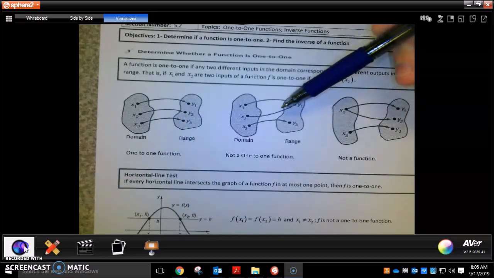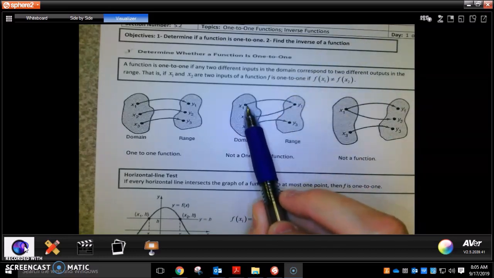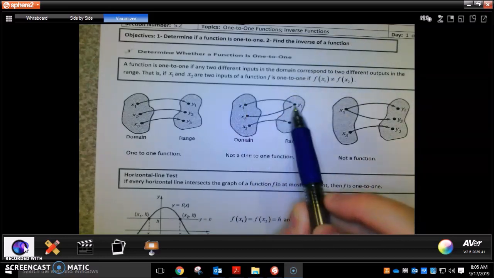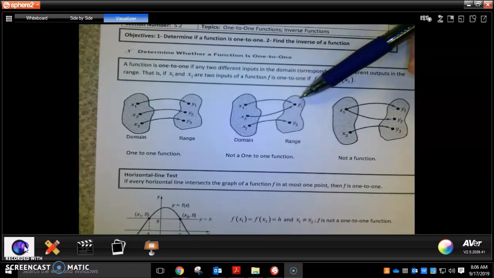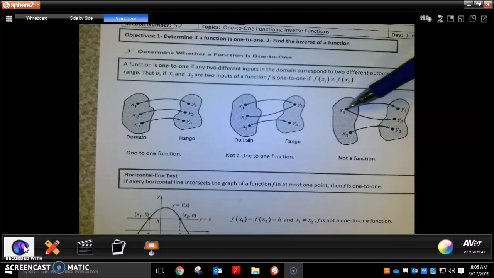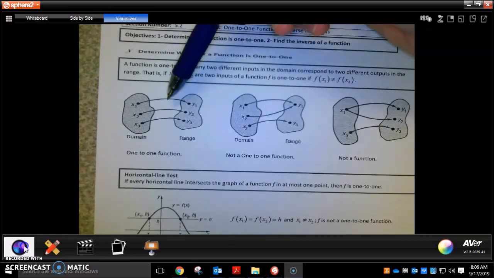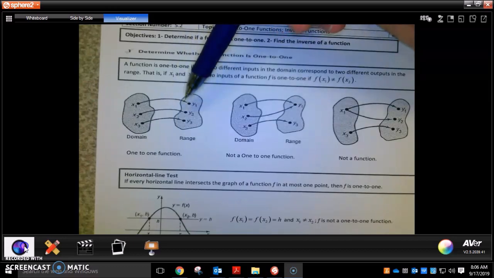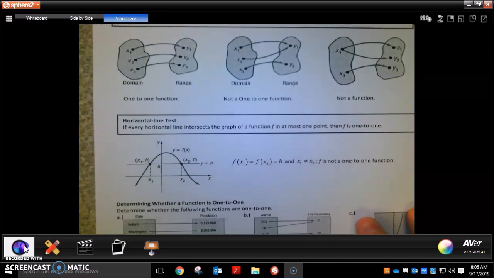This over here, this is a function. These are the functions we've dealt with before where it's okay for two x's to have the same y value. This is still a function, it's just not a one-to-one function. Whereas this one over here, this is not a function. So if one x splits to two y's, that's not a function. This is a function, this one's okay, but these are the functions we're going to be talking about today, which are one-to-one functions.